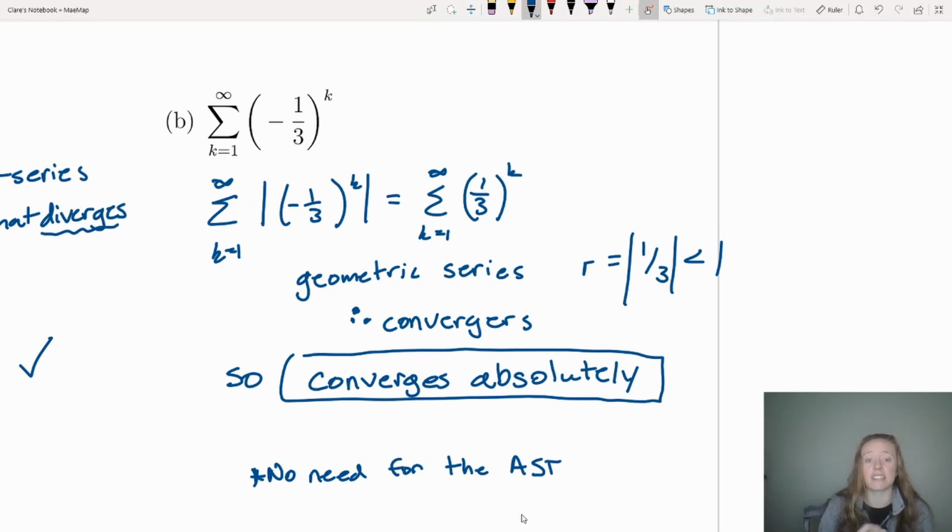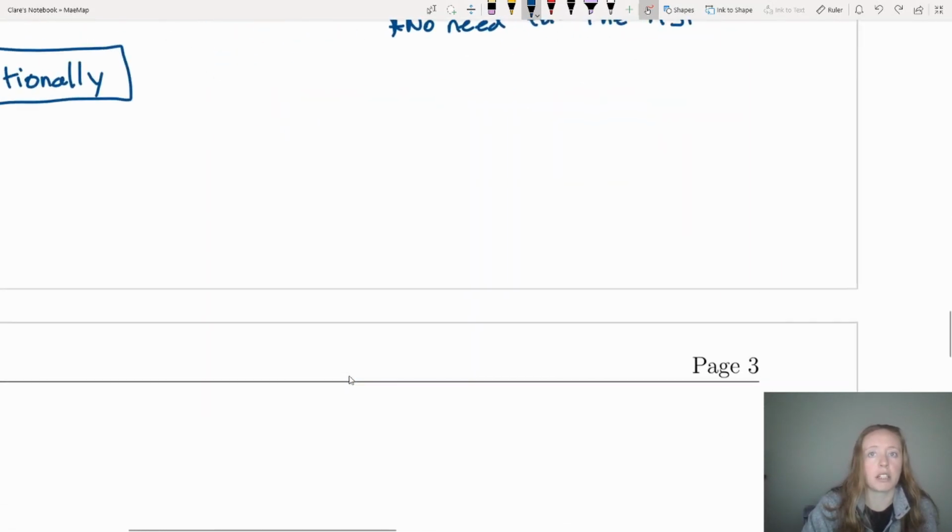So if we were to do the AST, let's do it quickly in our heads. We can show that these terms are non-increasing. We could take the derivative, or if you just think about a sub k versus a sub k plus 1, if this was a k plus 1, then we'd have 1/3 to the k times 1/3. So we're taking that original a sub k and then multiplying it by 1/3, so we're decreasing its value. So we know that it's decreasing, and the limit of this as k goes to infinity would indeed be 0. So let's go ahead and move on to our practice problems.